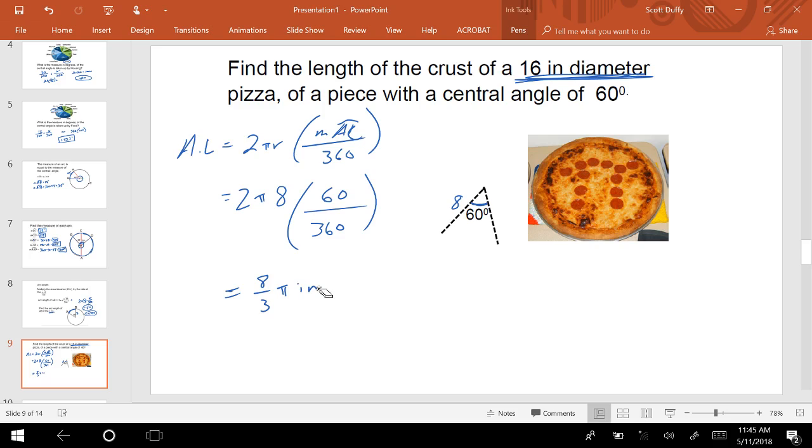And that would be in inches. I can leave it in terms of pi. Sometimes the book will ask you to do that. Sometimes it will ask you to actually multiply that 8/3 times pi. And that would be 8.378 inches.